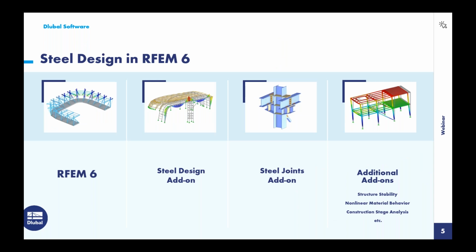For those of you not familiar with our program, we have RFEM 6, which is the base program. So this allows us to fully model our structure. We have access to all the cross sections and the materials from the AISC database. We can load the structure, we can integrate with BIM software, and from here we can calculate the full static analysis. So information like the deflections, internal forces, support reactions will be available.